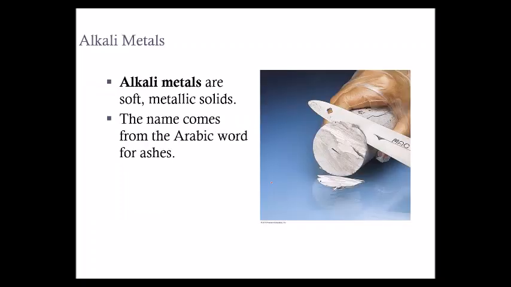Group trends. Alkali metals are usually soft. They're very reactive. They're the most reactive metal group on the table. Remember, they will oxidize and form a tarnish if you leave them out in air because they're so reactive. So in order to preserve an alkali metal, you have to submerge it in oil.